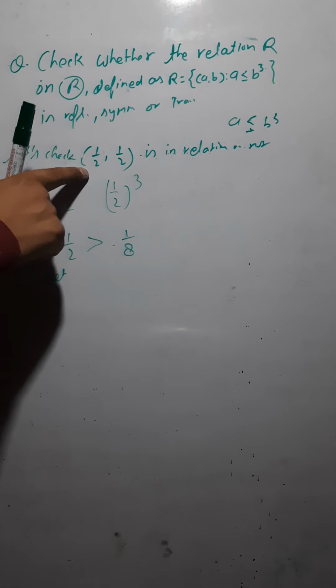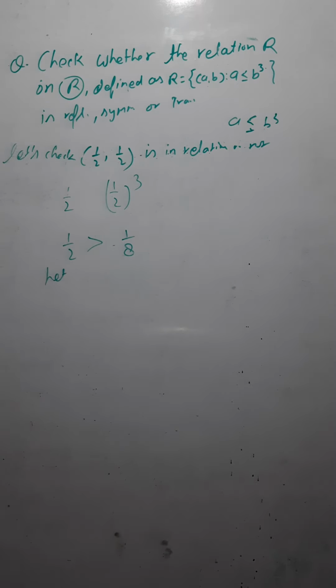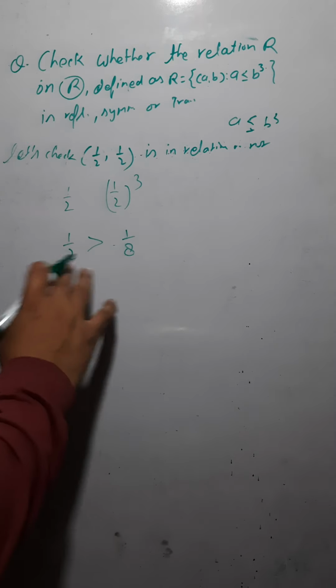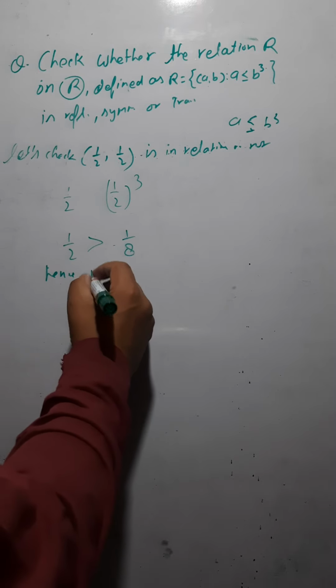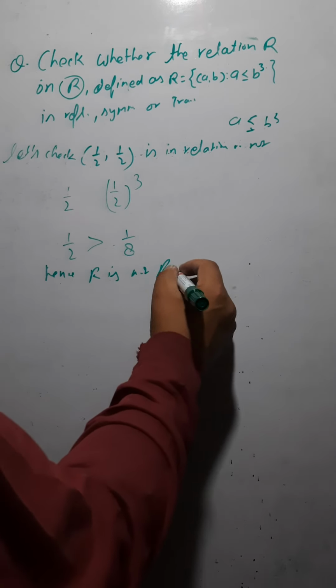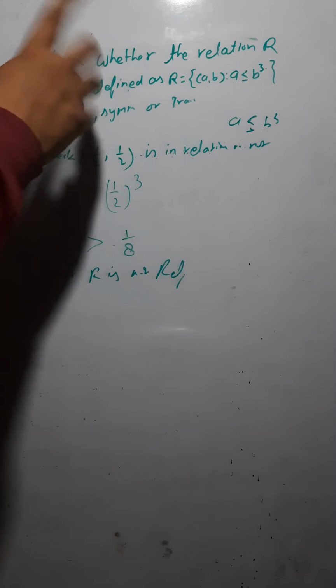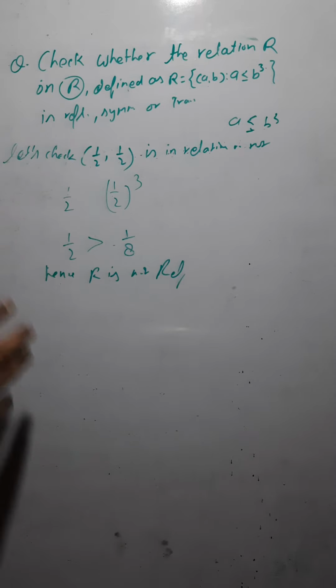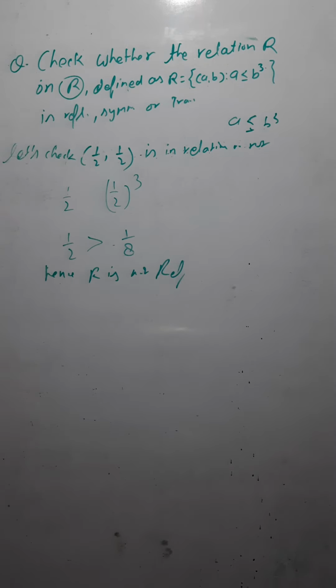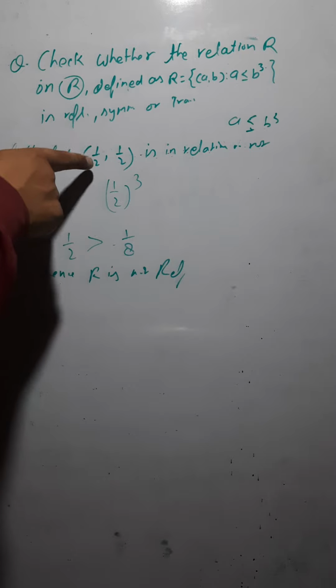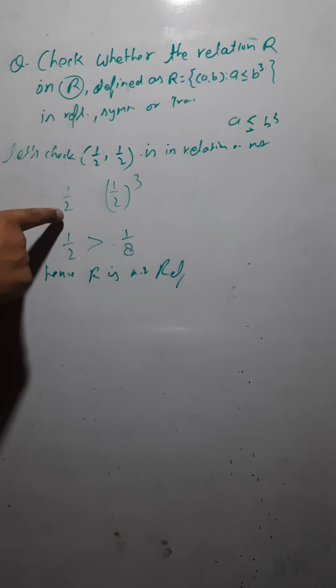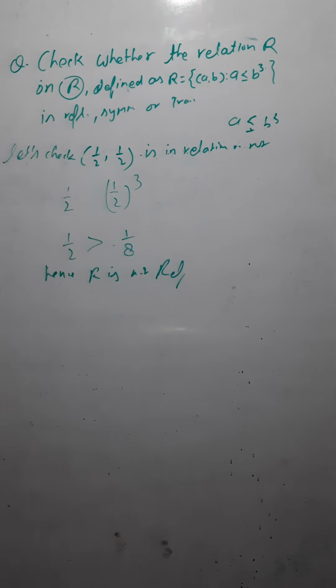Since (1/2, 1/2), this doublet, is not there in the relation, what would we conclude? Hence R is not reflexive, isn't it? How could it be reflexive? Because the doublet of the element is not there. If you are taking (1/2, 1/2), both are real numbers, then for it to be in the relation the first one, a, should be less than or equal to the cube of the second one, but here we are getting the reverse. So hence R is not reflexive.